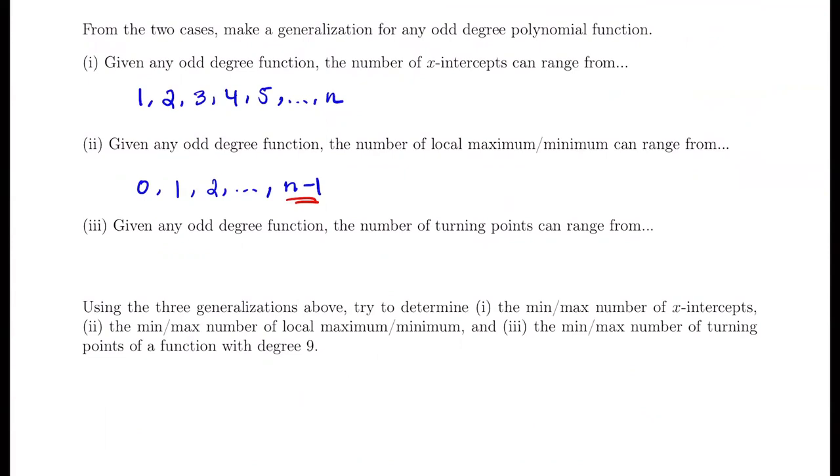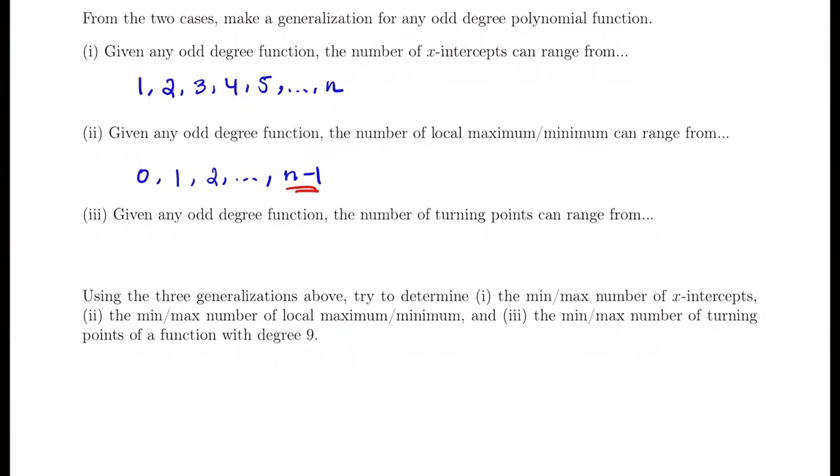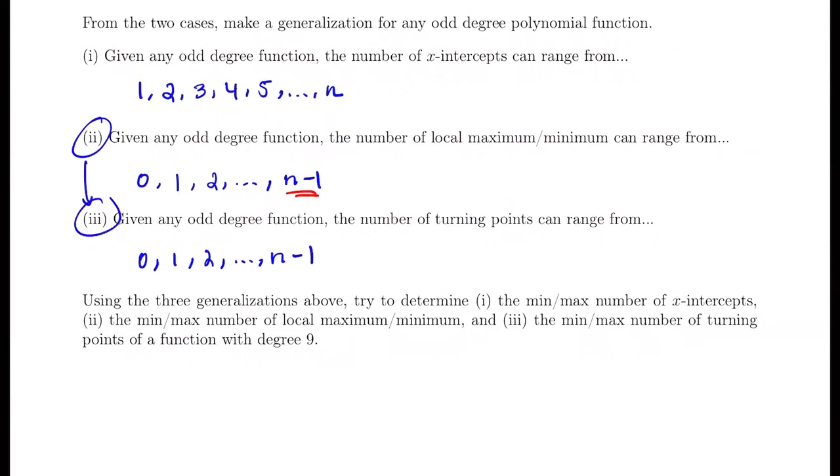So for the third one, we also have a generalization for turning points. For any odd degree function, the number of turning points can range from 0, as we have seen, and it can go until n minus 1 as well. So notice that part 2 and part 3 will be the same because the number of maximum and minimum points will determine how many turning points you require in a polynomial function.